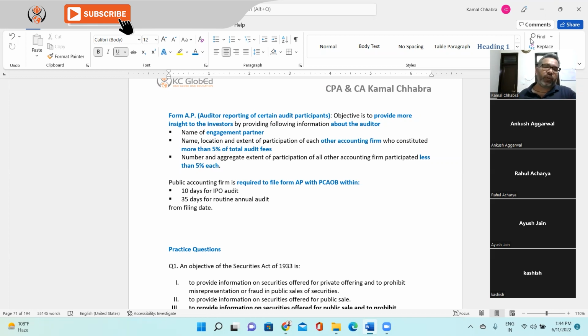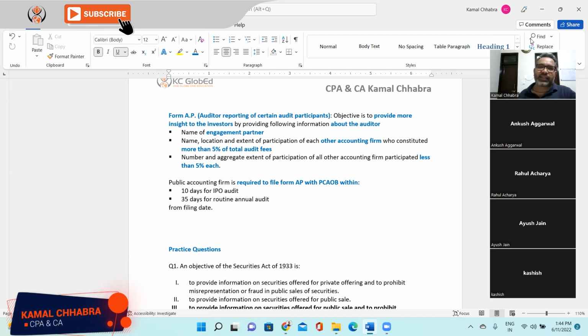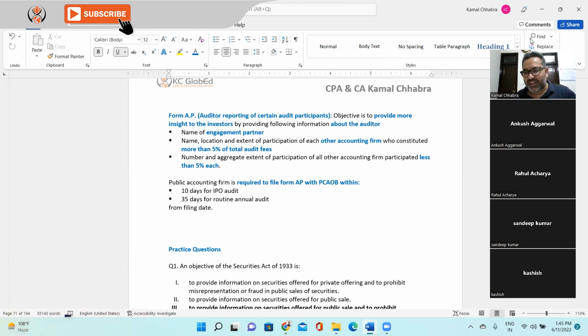For example, if you are doing the audit of the January to December period and you have signed the audit report, let's say on 28th of February, then in that scenario, within the next 35 days, that means up to April 4, you need to file Form AP with the PCAOB. So that is the filing date requirement. Make sense? Yes, sir. So this is all about SOX and PCAOB requirements.